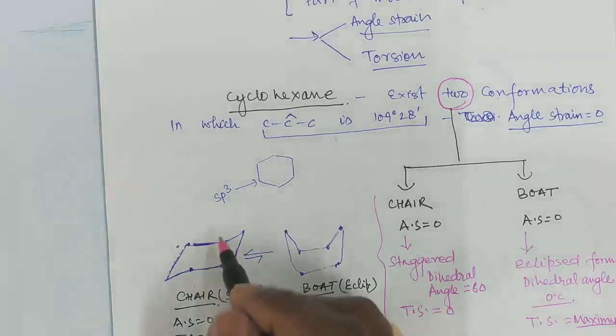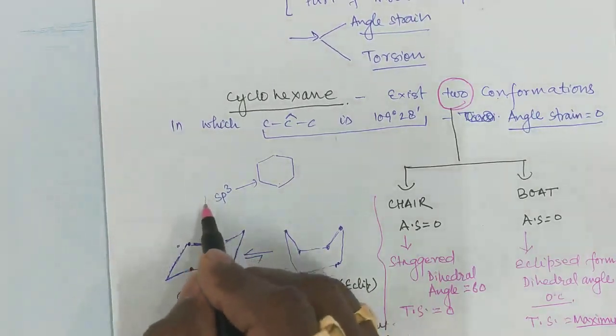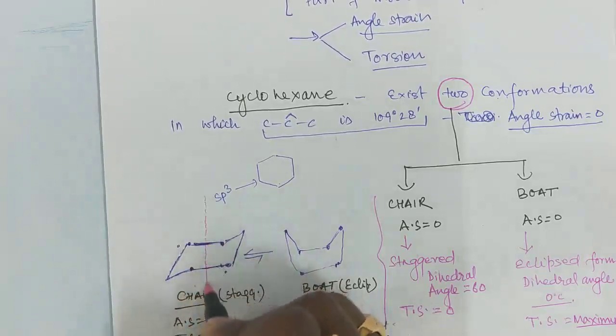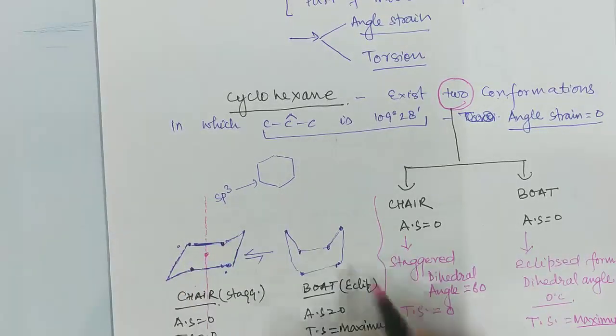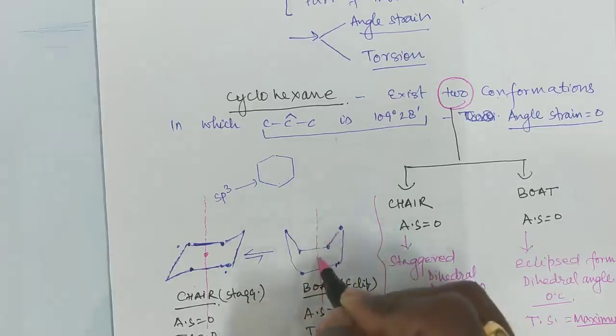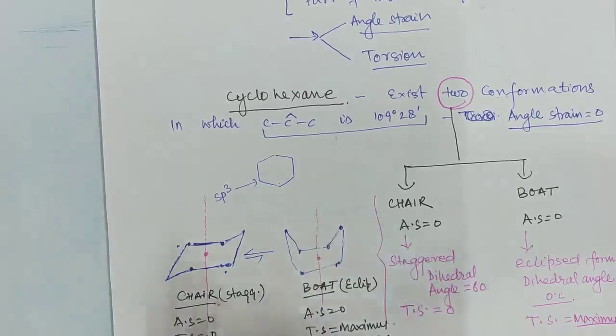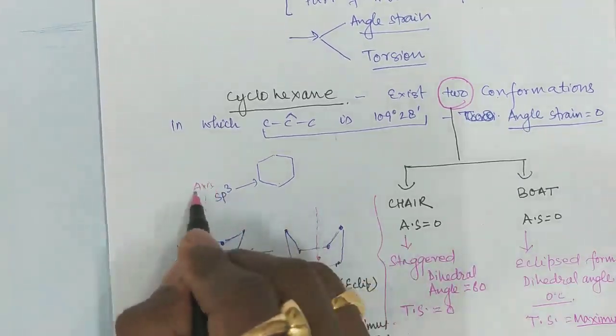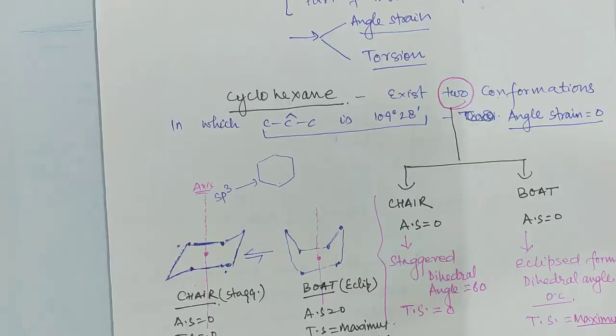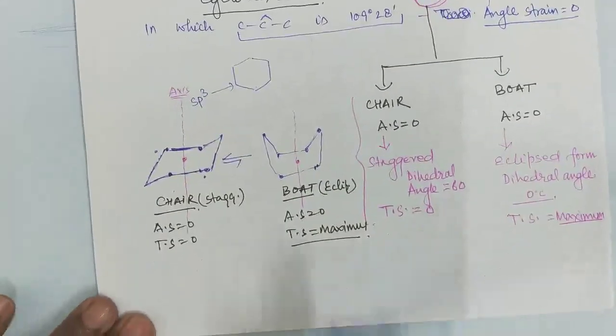Suppose that this perpendicular axis we are passing, which is passed through the center of the molecule, like this. Any bond which is parallel to this imaginary axis, either above or below, is said to be an axial bond, and any bond which is not parallel to this axis is said to be equatorial. So two types of bonds are there.